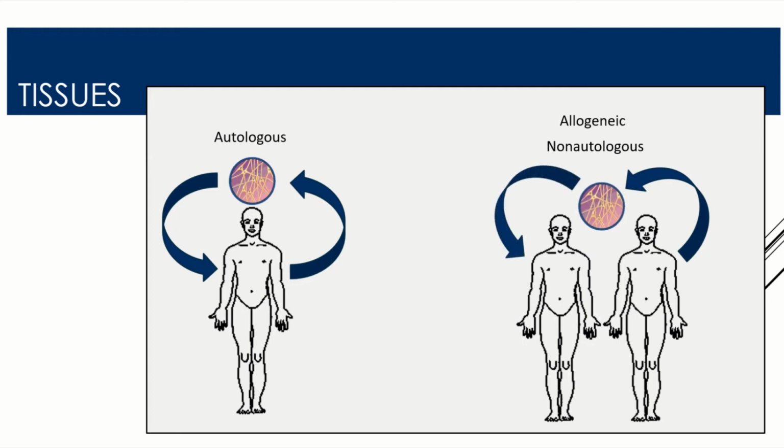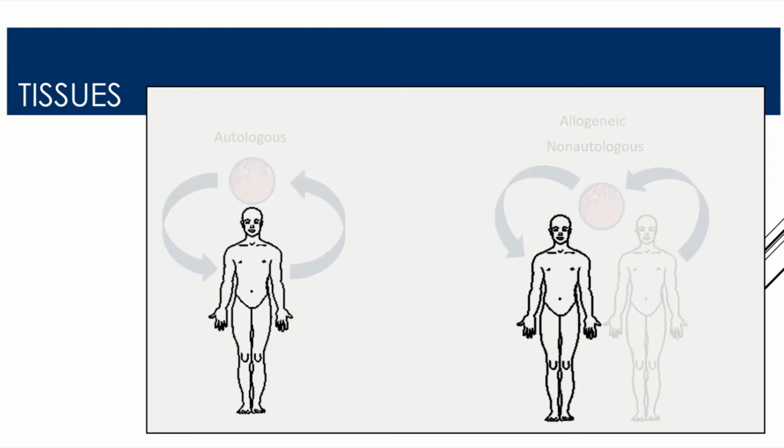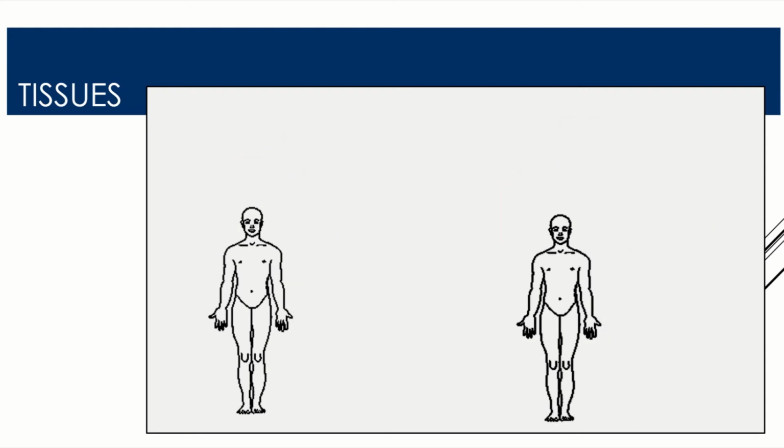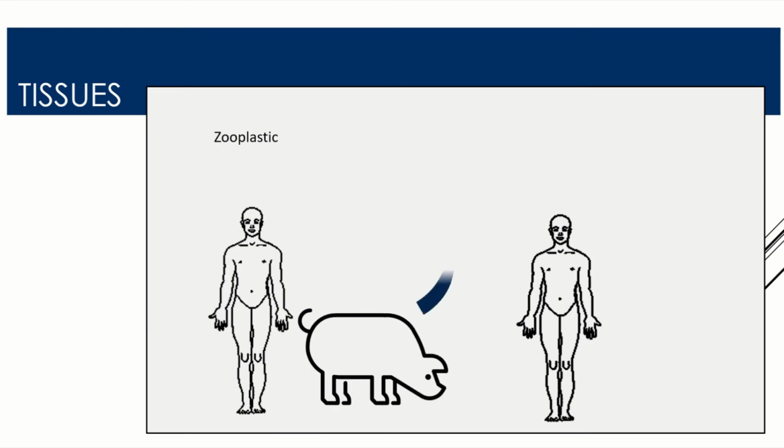Allogeneic is another word for non-autologous. Allo means different and gen means origin, tissue coming from a different origin than the patient. Zooplastic tissue is taken from an animal. This comes from the root word zoo, which means animal, and the suffix plastic, which means about the formation or development of something. An example of this would be a patient with a bioprosthetic or zooplastic heart valve transplant. These are usually taken from cows, pigs, or horses.